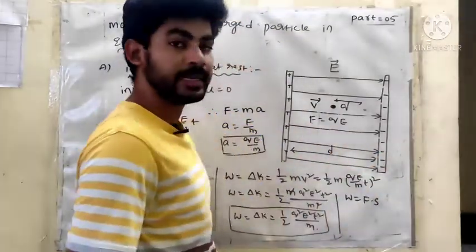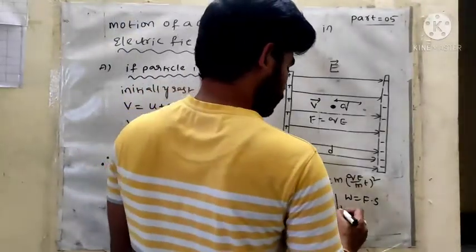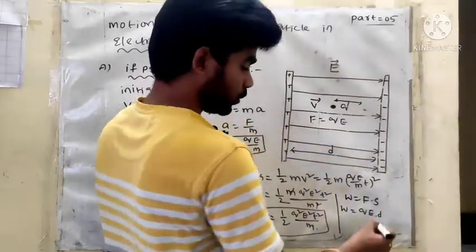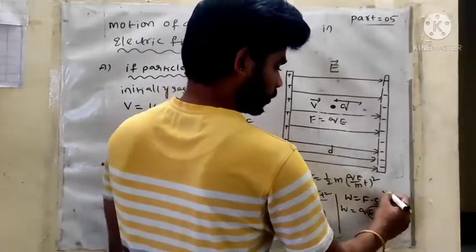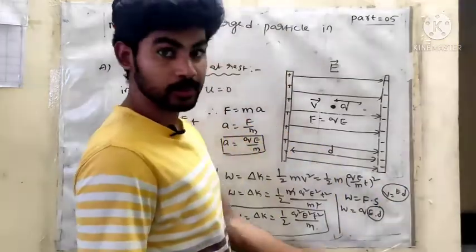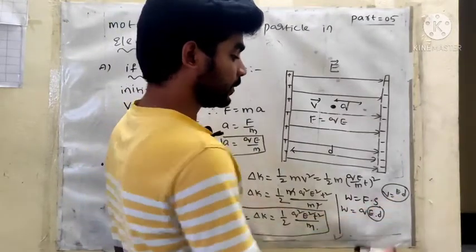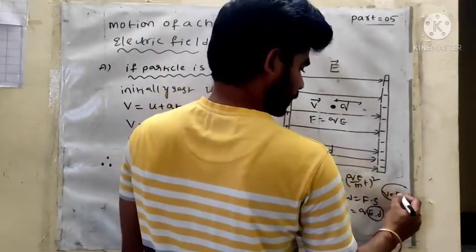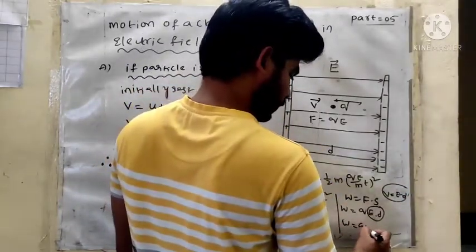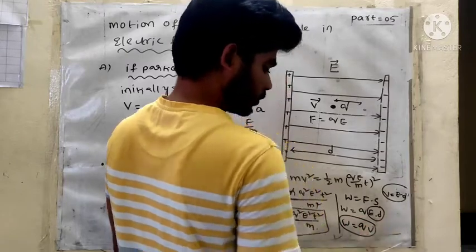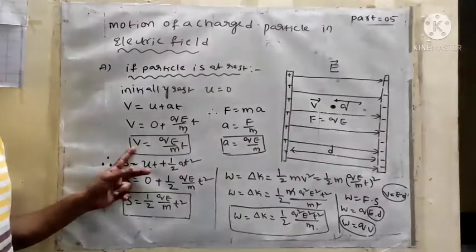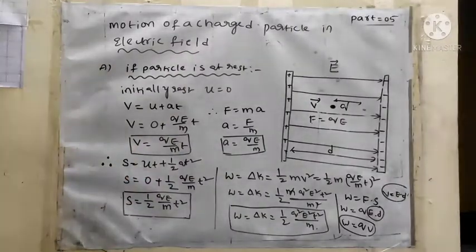Let us consider the distance D. Now W is equal to QE into D. E into D gives V, so V is equal to ED, the relation between potential and electric field. Substituting, W is equal to QV also. This V is potential, and the earlier v is velocity. Please take a screenshot. One more application we can discuss.